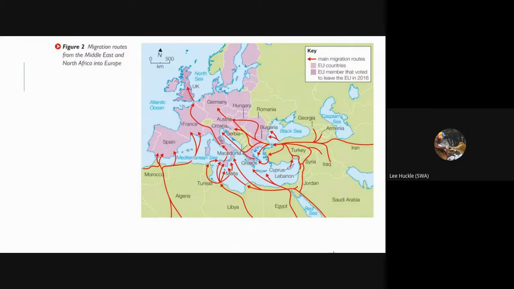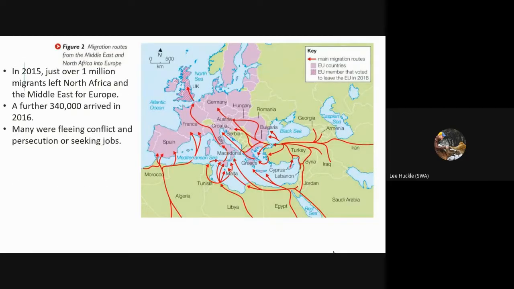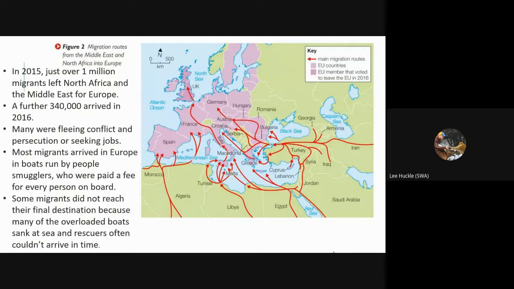We then looked at, it's not a case study as such, but it is a good example here. We discussed in quite some depth the migration routes for people from the Middle East and North Africa into Europe. You can see from that summary map, the arrows are the main migration routes that are taking place. We've got the EU countries, and then we've got EU members that voted to leave, which is basically the United Kingdom. So pause yourself to remind you of that.